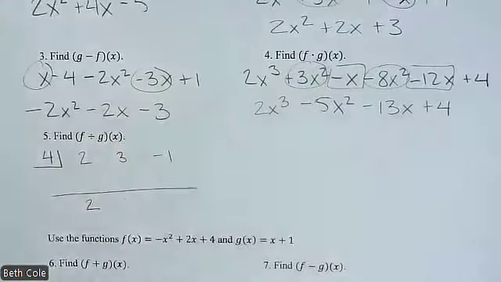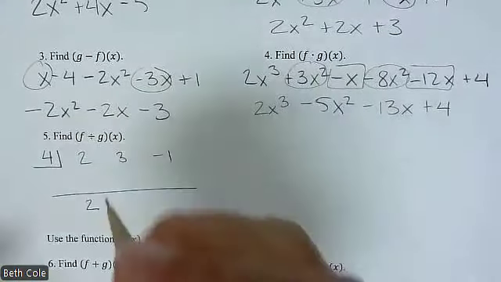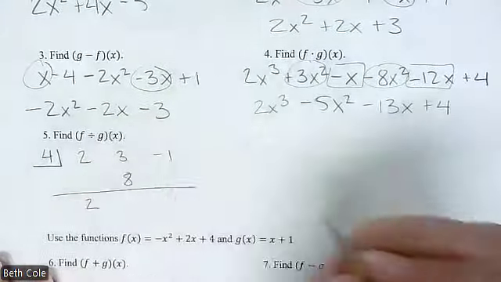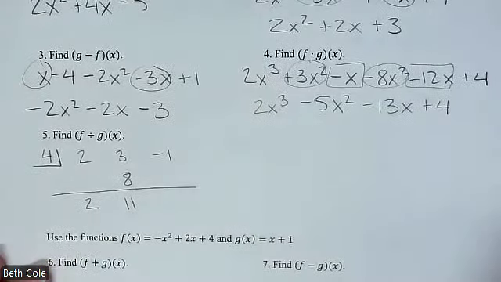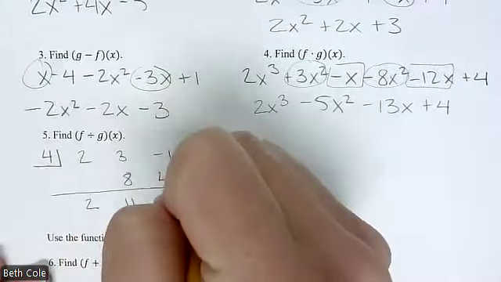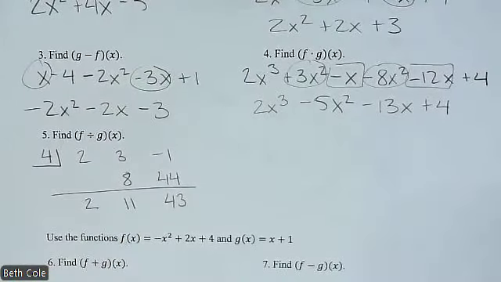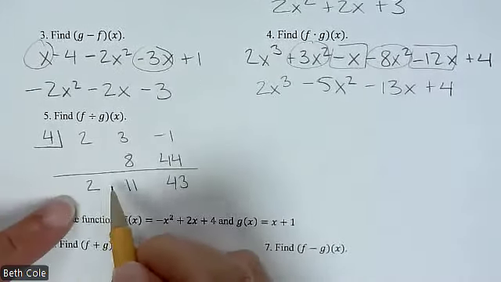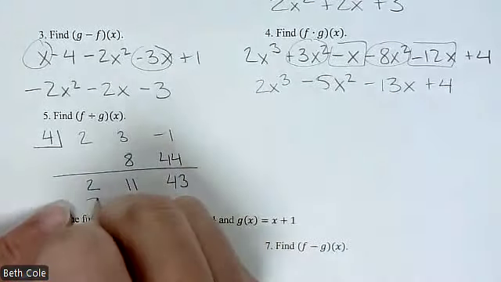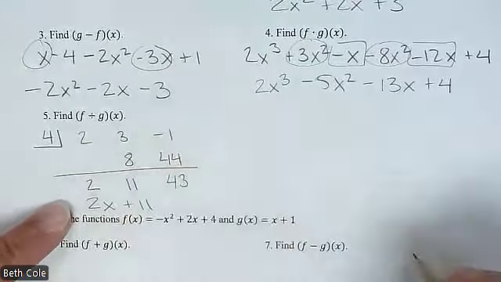So you bring the 2 down, multiply, add, until you get to the end. So 4 times 2 is 8. Add, you get 11. 4 times 11 is 44. And so our remainder is 43. So it did not work out perfectly, obviously. And then when you put the x's back in, it's going to be 2x plus 11.